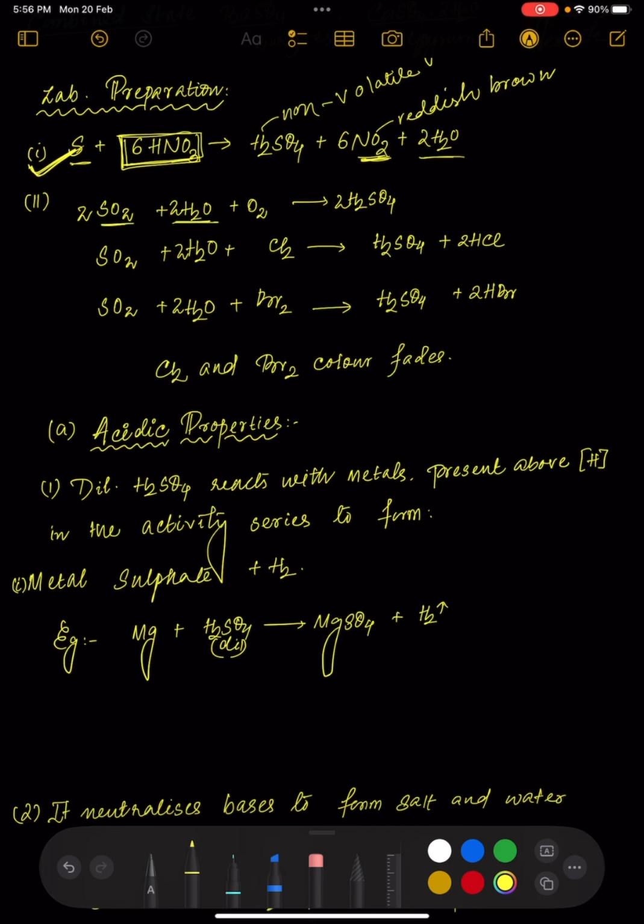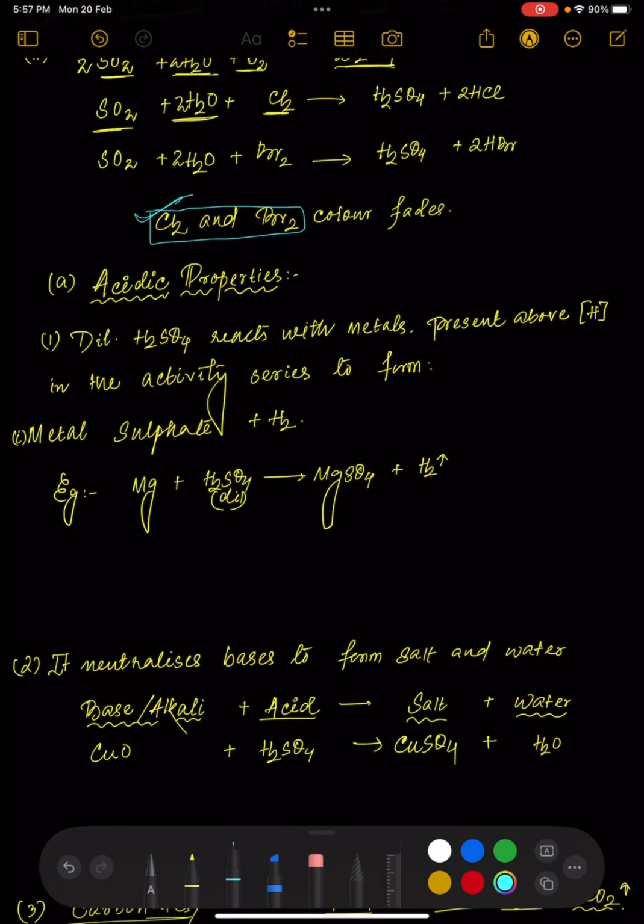When SO2 reacts with H2O and O2, it gives H2SO4. And when SO2 and H2O react with halogens like Cl2 or Br2, it gives HCl or HBr and H2SO4. In both processes, the color of the Cl2 and Br2 used fades.